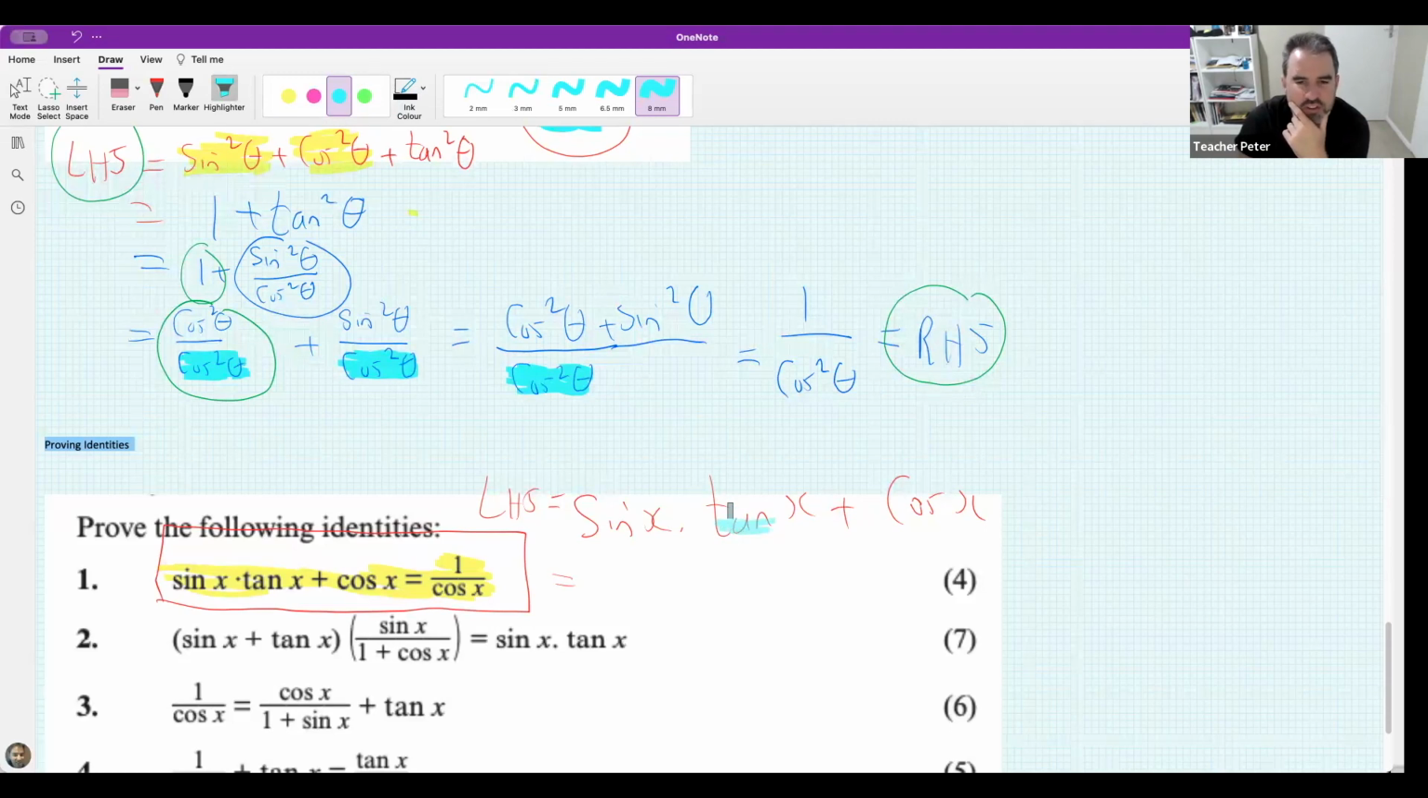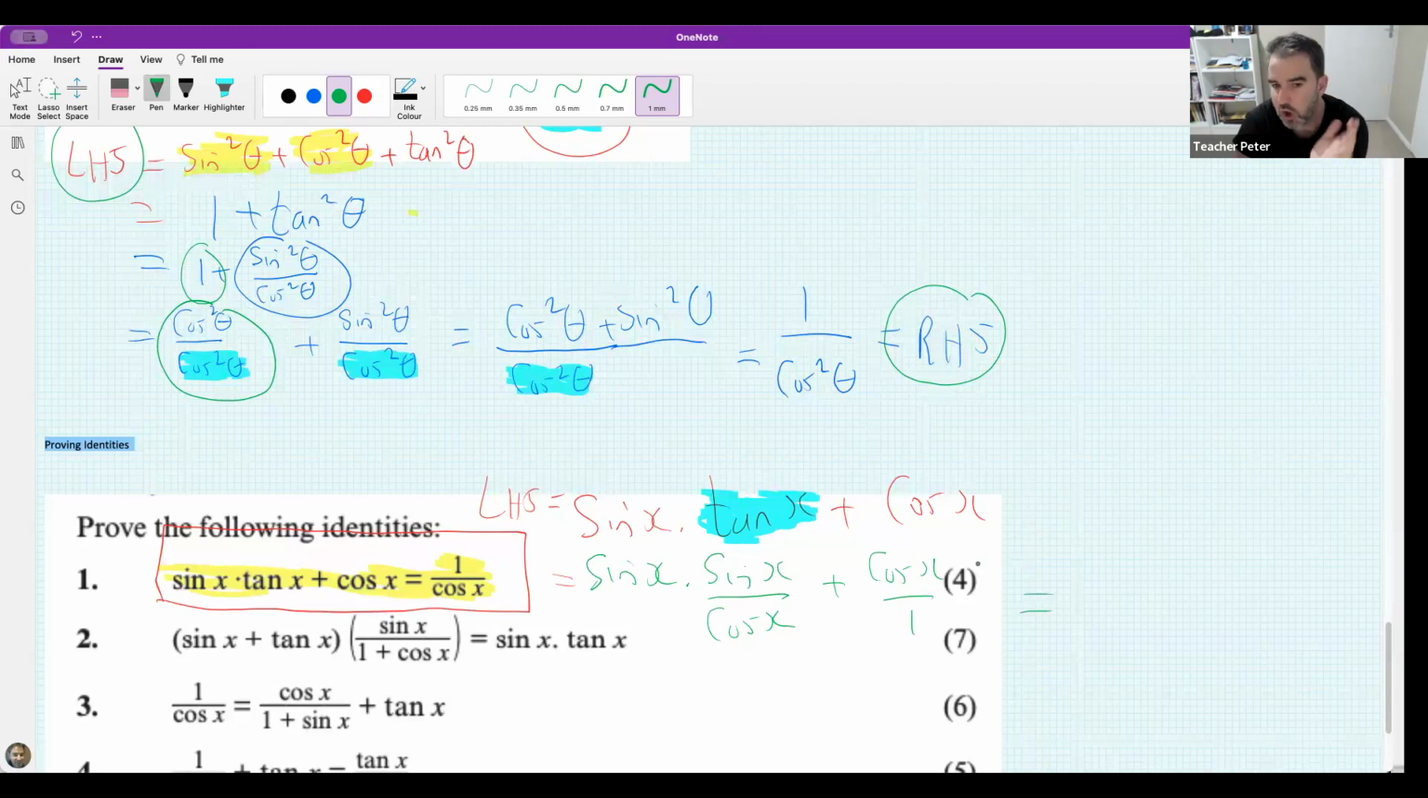Okay. Can you see this tan x over here? If I said to you, is there anything you could replace tan of x with, what comes to mind? Sin over cos. Yeah, okay, so what I'm going to do is I'm going to write this as that, and then I'm going to write this as that. Now, we're not home and dry by any means, but are you okay with what I've done so far? Yes, sir.